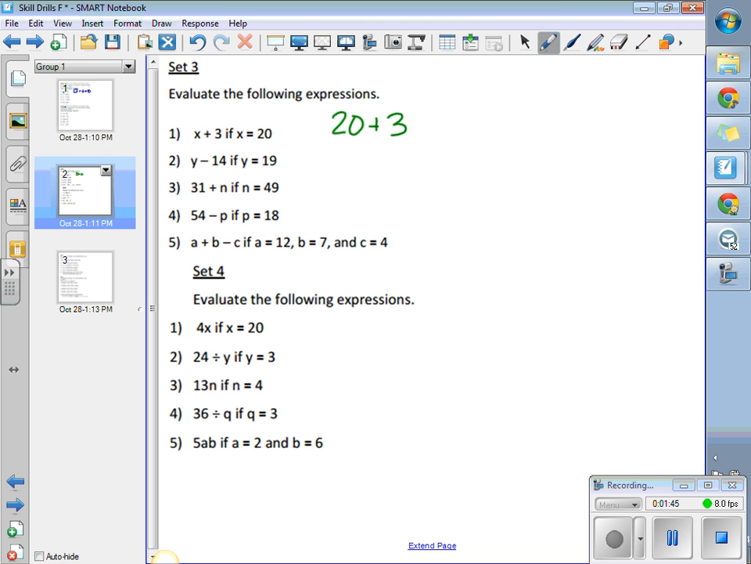Here's y, you take out the y and you put in 19. 19 minus 14. Again, I'm not doing the math for you guys. You guys can handle this. This one right here means 4 times x, so it's 4 times 20. This is 24 divided by y. 13 times 4. That's not 134, it's 13 times 4.